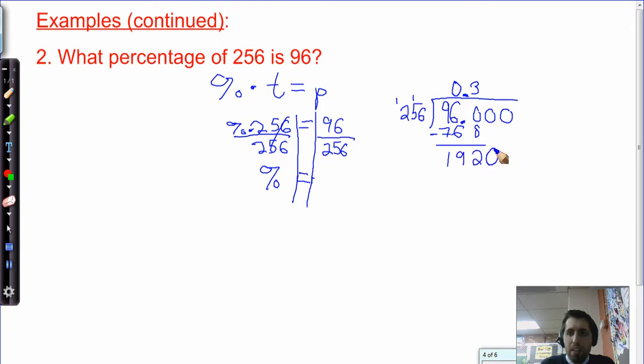Bring down a 0. Now in this case, let's try and think about this first. Well, when we multiplied 256 times 3, it got us 768. If we multiply by double that, or by 6, it would give us over 1,500. So let's try 7, because we have some wiggle room from 1,500.